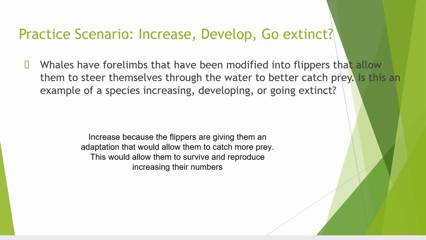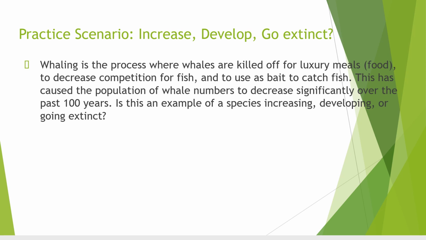So for this one, we would say that the whales here in this scenario are increasing because the flippers are giving them an adaptation that would allow them to catch more prey. So because they can catch more prey, they're going to be able to survive and reproduce, increasing their numbers. So this scenario would be increasing. Let's take a look at a different scenario.